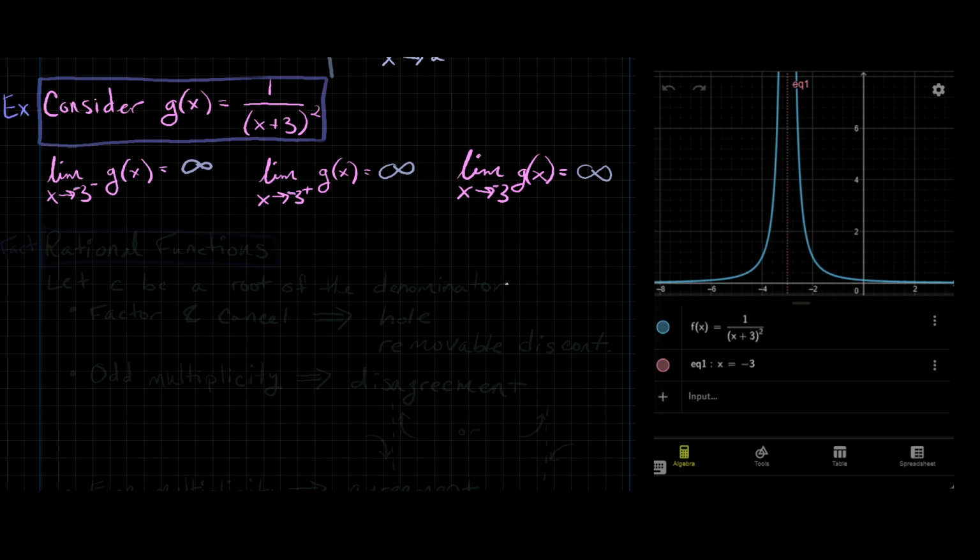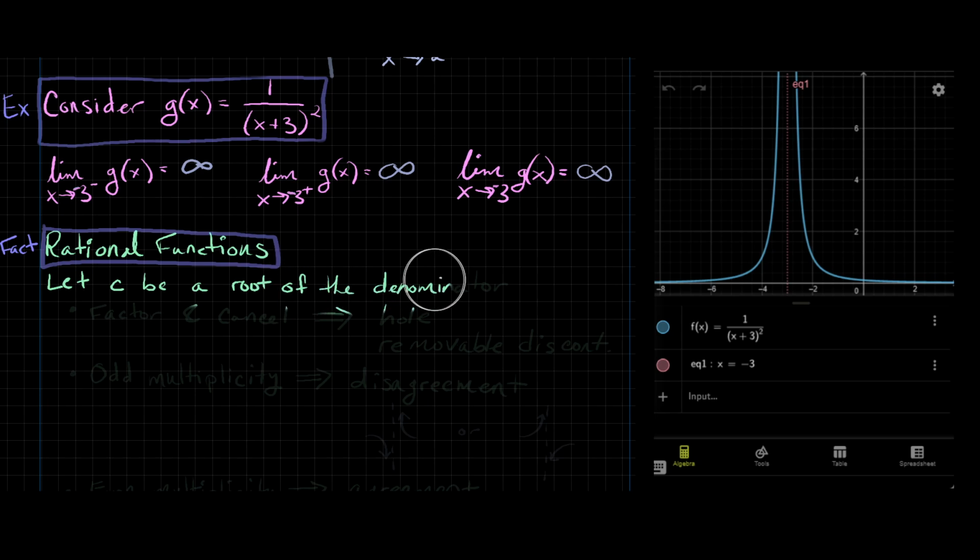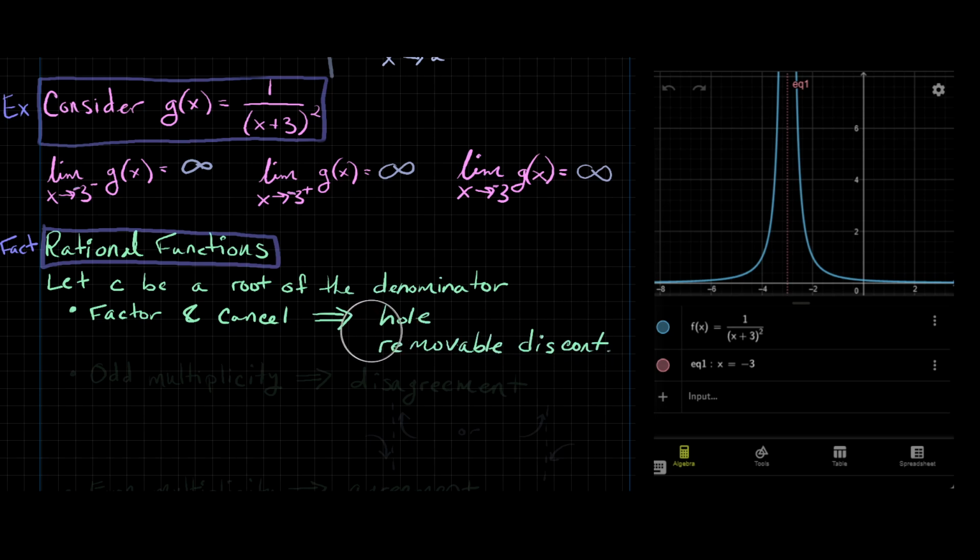And we'll see this type of behavior in all kinds of rational functions. If you've got a root of the denominator of a rational function, one thing that could happen is something we've already seen before, which is the factor and cancel. So that's your hole, or your removable discontinuity. If you have a factor and cancel situation in a rational function, you will get this type of behavior every time.